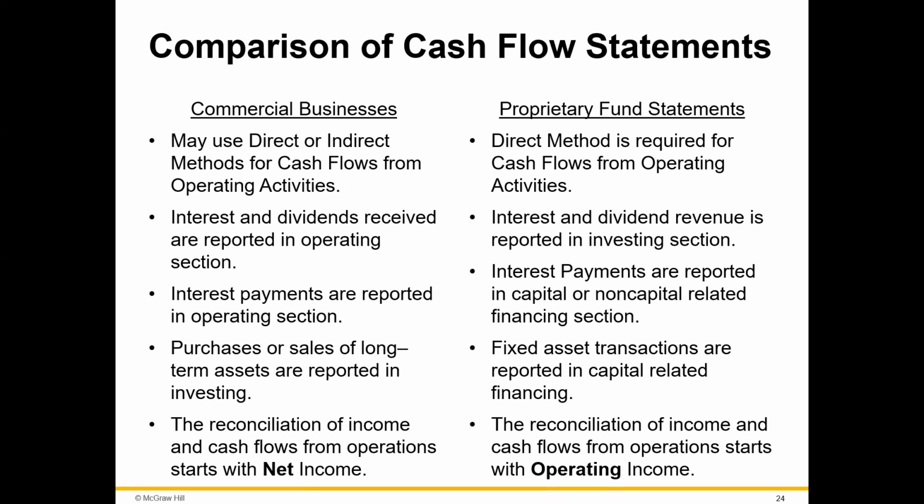Let's see what one looks like. Okay, commercial business. They want the direct method. Oh, that stinks. We don't like the direct method. We like the indirect method. So the government's stuck doing the direct method. Interest and dividend revenues are reported in investing. Now, remember, there really aren't any dividends for governments. You're not going to pay that. Interest payments are reported in operating sections, and then over here, interest payments are reported in capital or non-capital related financing. So we separate the two. And then fixed asset transactions are reported in capital related financing. The reconciliation of income and cash flows from operations starts with operating income. Here, it starts with net income.